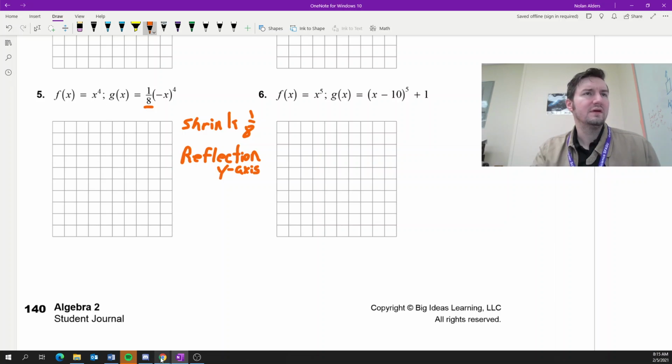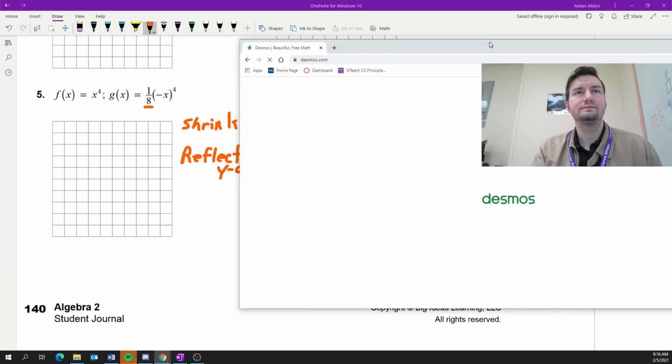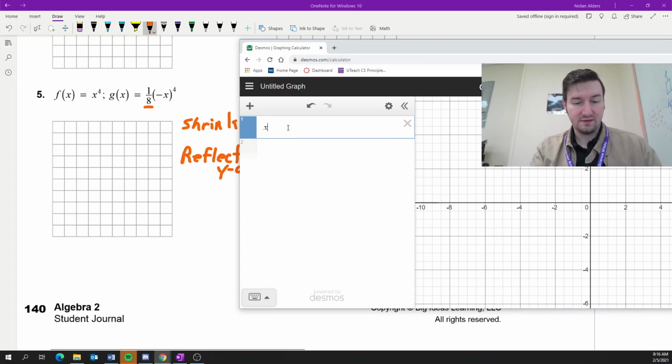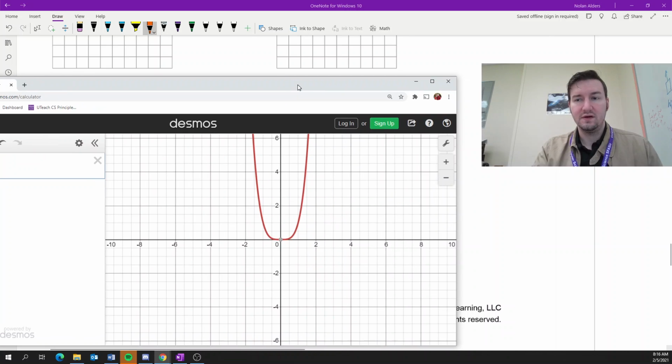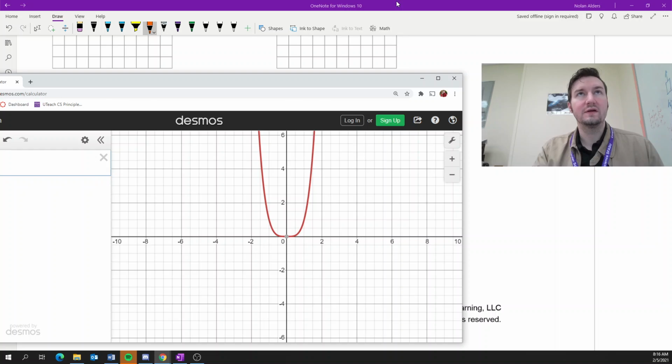Let's see, x to the 4th, what does that function look like? We can always look it up in Desmos. So I'm going to pull Desmos over here and show you. All right, so x to the 4th looks like that. So it kind of looks like a parabola, but it's more flat on the bottom.